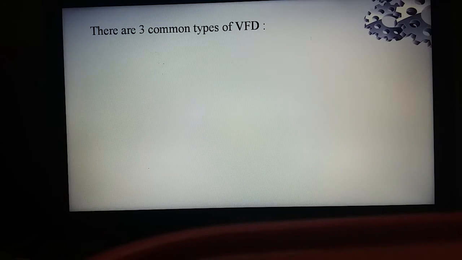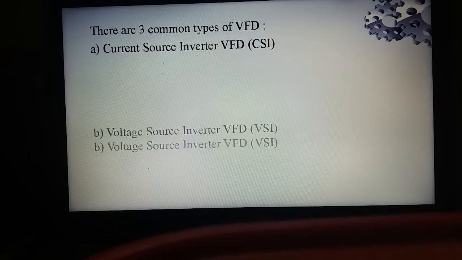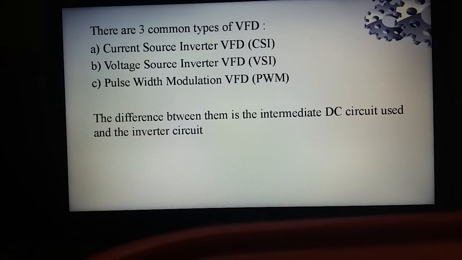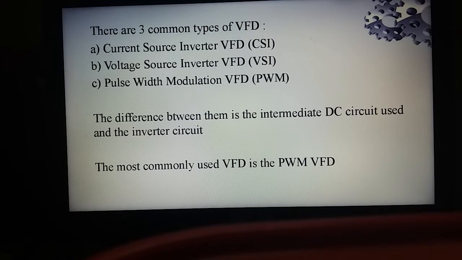There are 3 common types of VFD. The first one, current source inverter VFD, CSI. Second one, voltage source inverter VFD, VSI. And the last one, pulse width modulation VFD, PWM. The difference between them is the intermediate DC circuit used and the inverter circuit. The most commonly used VFD is the PWM VFD. That's why I will focus on the explanation of PWM VFD.